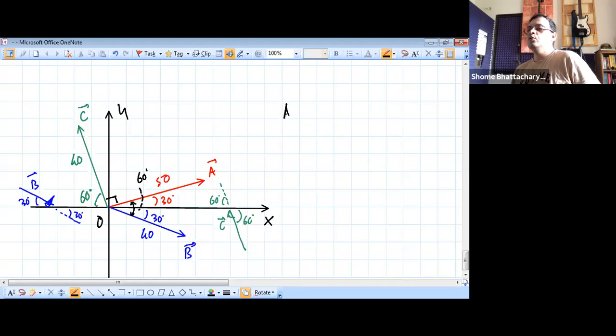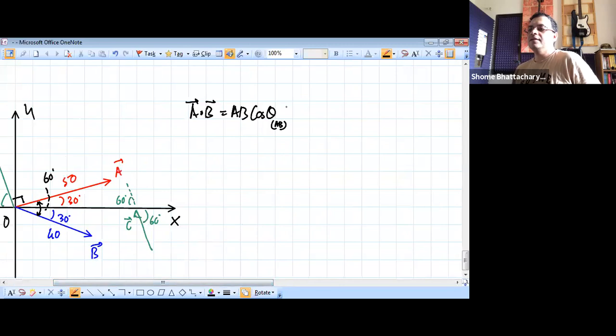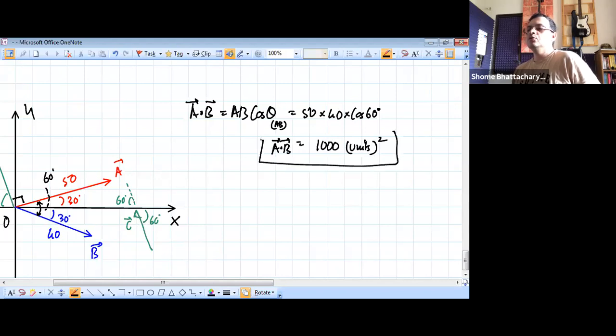Okay. So now when we want to calculate A dot B, for example, it is AB into cos of the angle between A and B. So I'm just labeling that as theta AB. You can see between the vectors A and B, what is the angle? It's 60 degrees. It's this angle. So how much will this be? This will be magnitude of A, which is 50, into magnitude of B, which is 40, into cos of which angle? Cos of 60 degrees. So this will become 1000, whatever units they were in, whole square. If they are both in meters, then this is meter square. If they are both in newtons, they are both forces, let's say, so this will be Newton square.